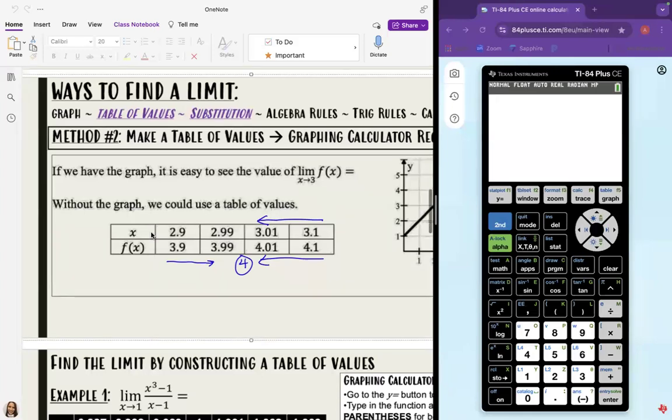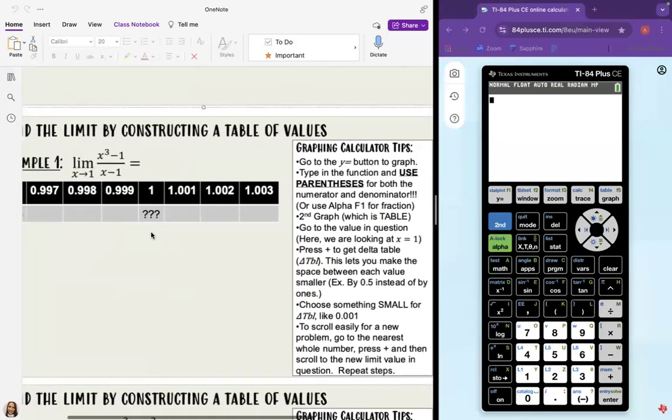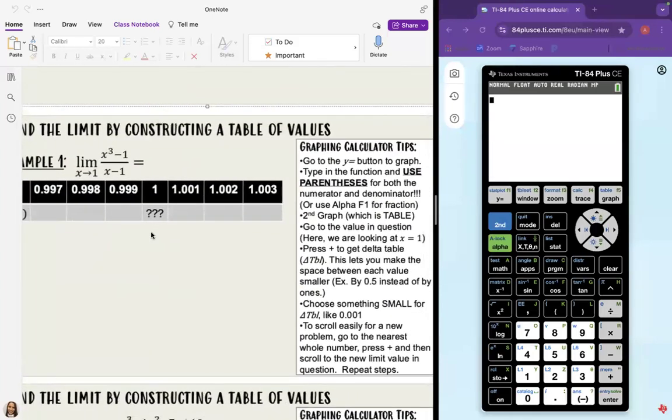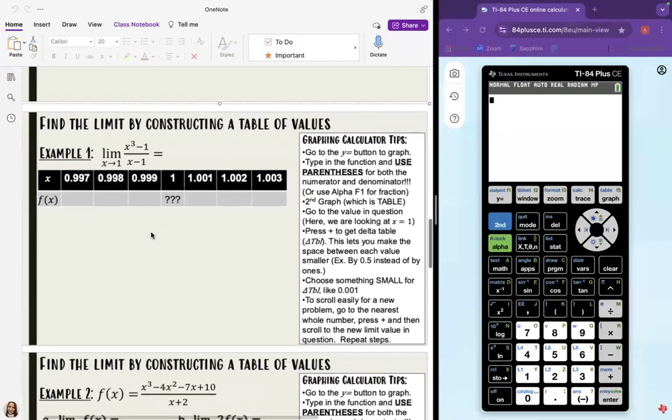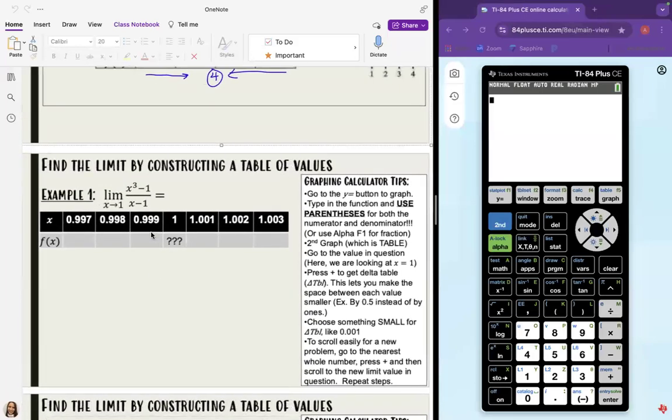We ready? Okay, I have some graphing tips here on the side if you need those. So we're going to go ahead and find the limit of x cubed minus 1 over x minus 1 as x approaches 1. So get your graphing calculator up and go ahead and type the function in.